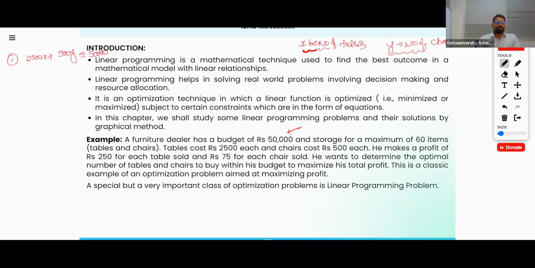So if I simplify this by dividing by 500, what I get is 5x plus y should be less than or equal to 100. So this is one of the constraints, based on the budget.